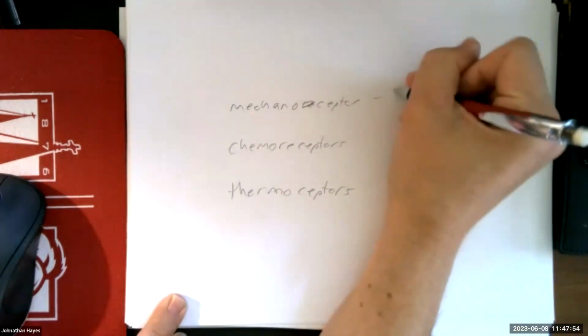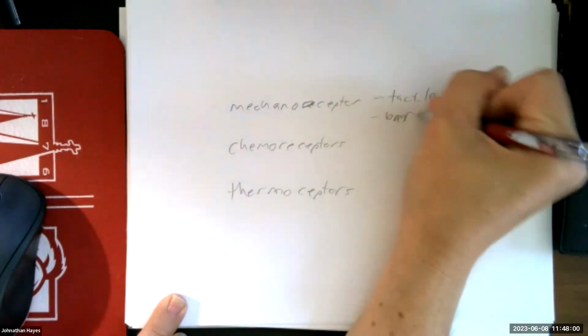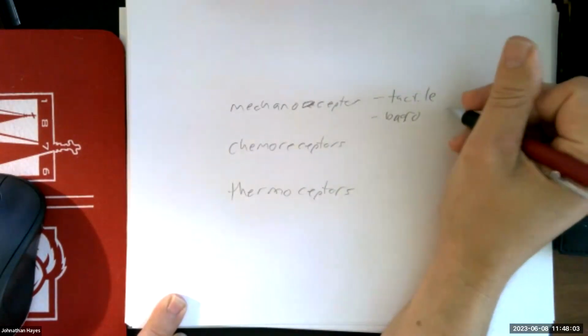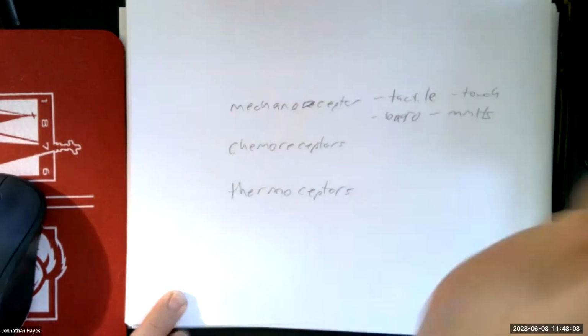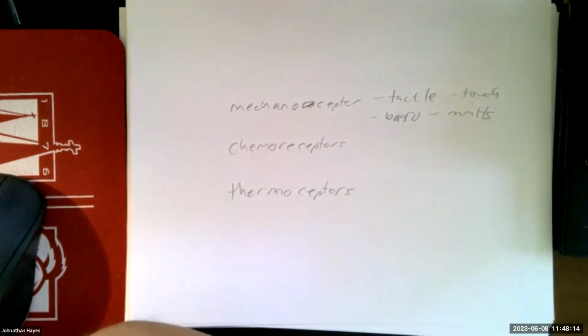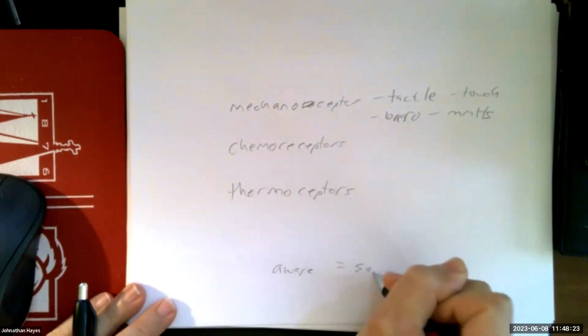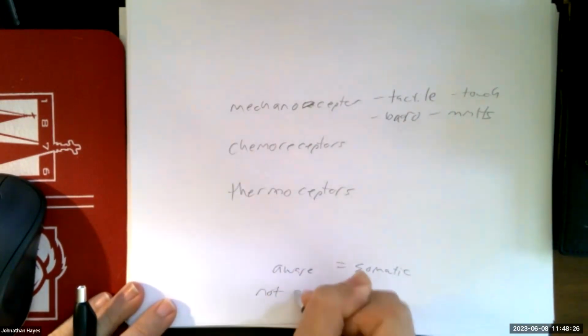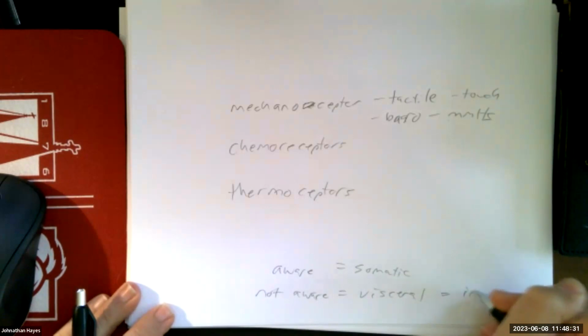Like touch, for example, tactile receptors pick up touch. Baroreceptors pick up pressure. And some of these things are going to be somatic. Some of these things are going to be visceral, right? So tactile is touch. Baro is pressure. So if I'm picking up pressure on the skin, that's somatosensory. If I'm picking up pressure inside my carotid artery, that's viscerosensory. See how it works? Again, if I am consciously aware, then it's somatic. If I'm not aware, then it's visceral. And visceral usually comes from internal organs. And blood vessels count as internal organs. Right.